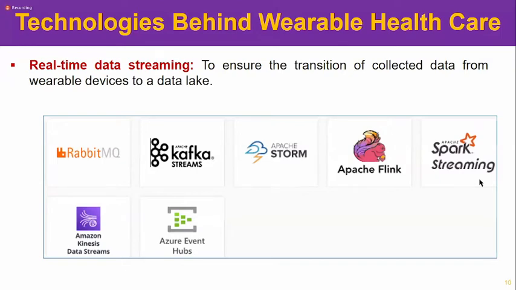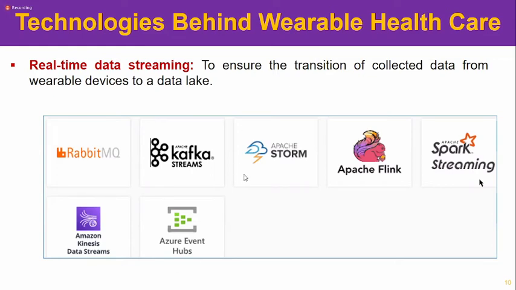The next task to be done is real-time data streaming, to ensure the transition of collected data from the wearable device to a data lake. The cloud server is a generic word; in the cloud server we can perform several tasks. A data lake is one subsystem of the cloud where we put our raw data. It's a storage kind of thing.